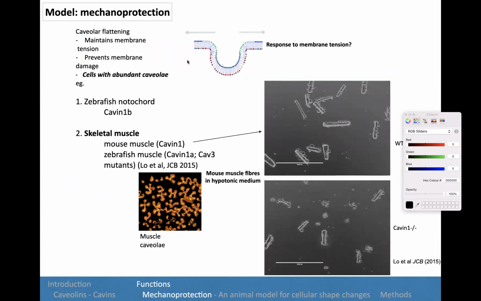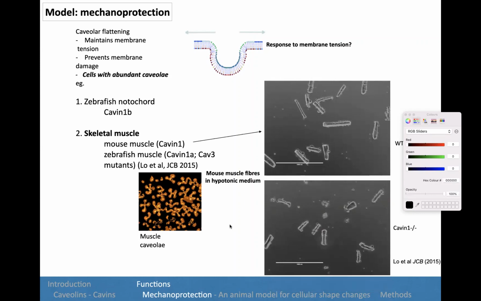So the caveolar flattening maintains the membrane tension, we think. It allows the cell to change shape, and a cell with abundant caveolae can have them occupy up to 50% of the cell surface. If they flatten out, that can allow cells to change shape. And this is just another example of this. You can take fibers from mice, these are adult mouse fibers, and put them in a hypertonic medium, a very severe condition. The wild type fibers get some blebs, but they don't burst. But the fibers that lack cavin 1, when you put them in this hypertonic medium, not only do they contract, but they actually burst open, the calcium rushes in, and then they contract down.